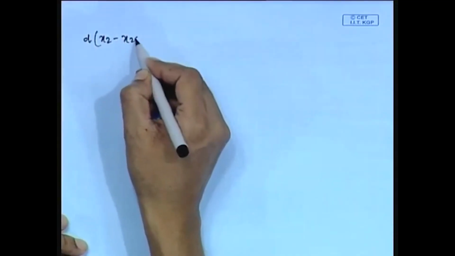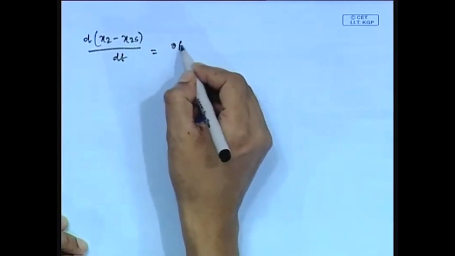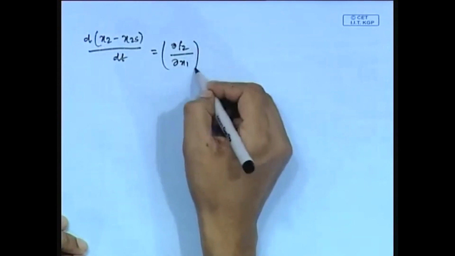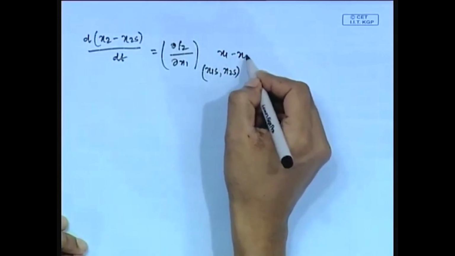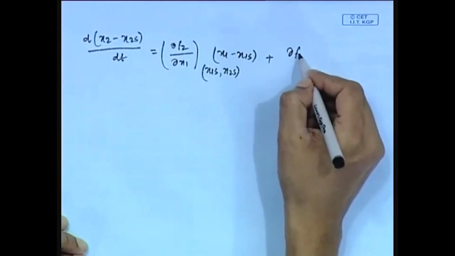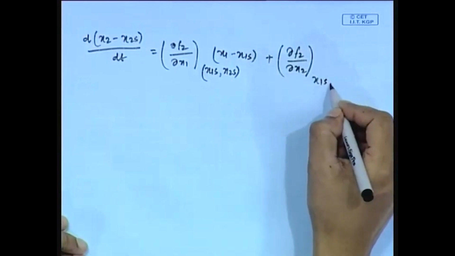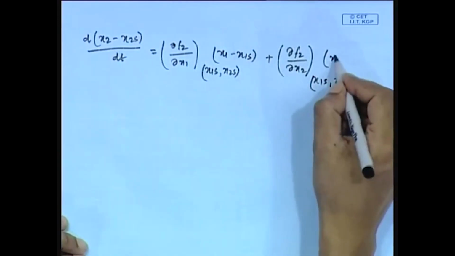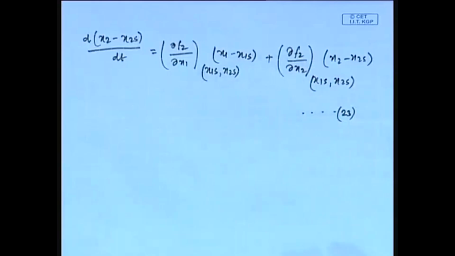Okay. So, similarly, we will get for the second state variable, the differentiation of (x2 minus x2s)/dt equal to the partial derivative of f2 with respect to x1 at x1s, x2s multiplied by (x1 minus x1s), then the partial differentiation with respect to the second state variable times (x2 minus x2s). Suppose this is equation number 23.